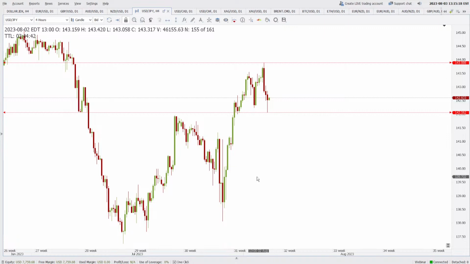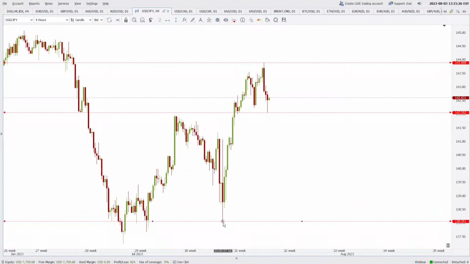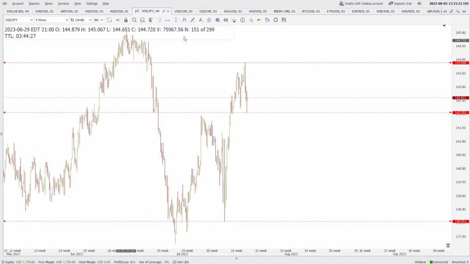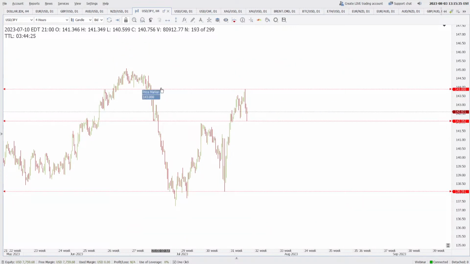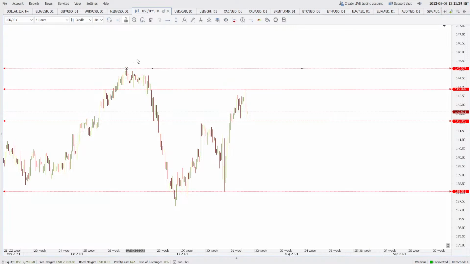But if it breaks down, then what will be the next support? This low on 30th July may be your next support, but I think this 138.38, this 138.06 should be the next level of support on the way down. On the way up, this high here should be the resistance level. So you can keep these 4 levels on your charts and plan your trades accordingly.